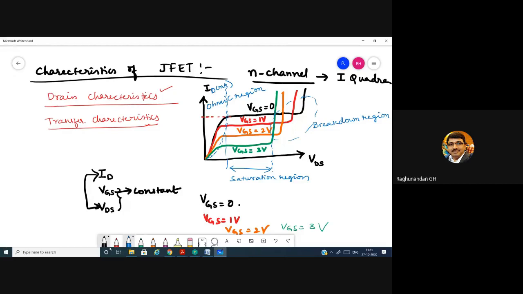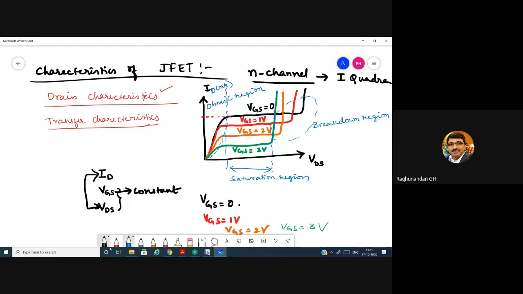If I take the example of a switch, if you keep the transistor in the saturation region, it is going to act as an on switch. If you keep the transistor in the cutoff region, it is going to act as an off switch. If you keep the transistor in the active region, then it is going to act as an amplifier. So in the third module, we'll discuss more about BJT.